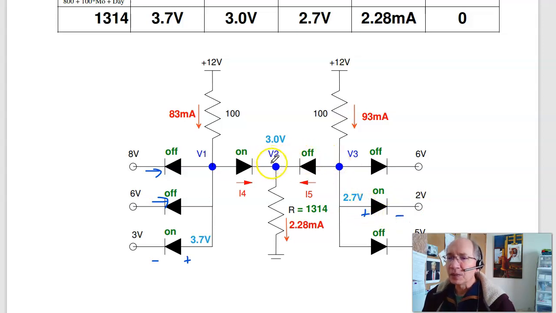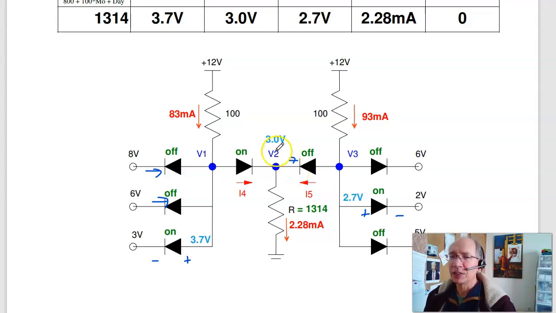In the middle, the larger of the two wins. So the 3.7 minus 0.7 makes this 3 volts. I'm trying to force current backwards. This one turns off. That works. Only one diode is turned on. So first I find the voltages.